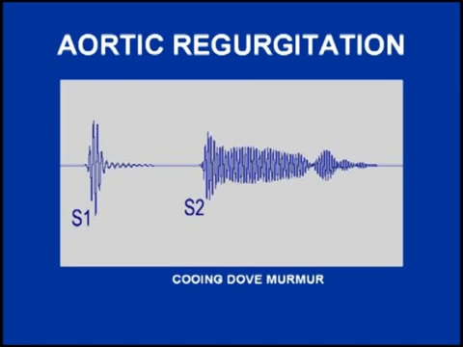Rupture of an aortic cusp can result in a cooing dove murmur. This type of murmur has a unique auditory signature.